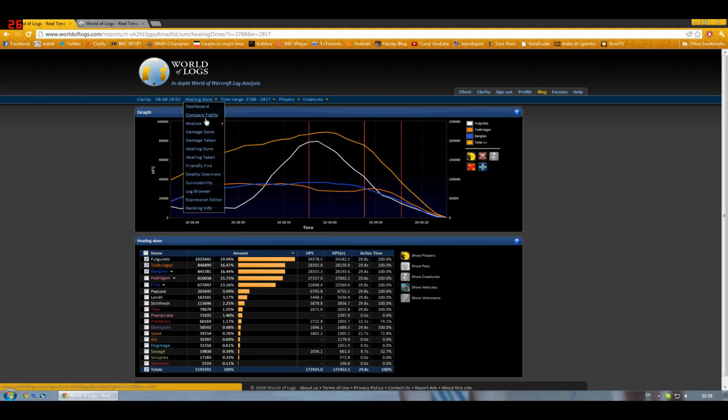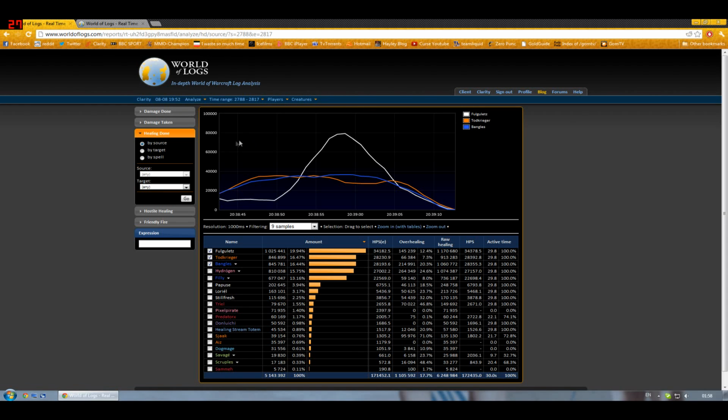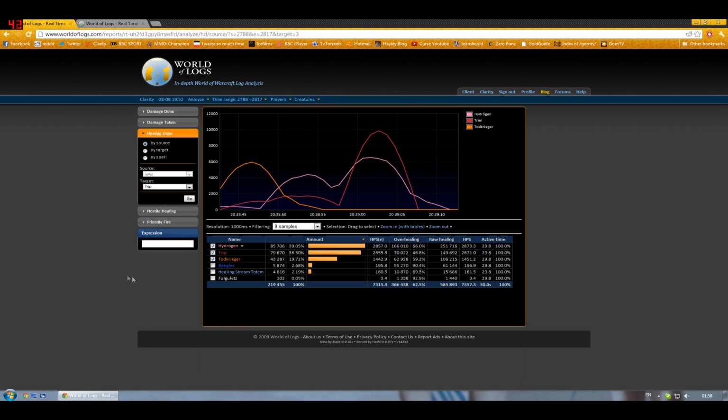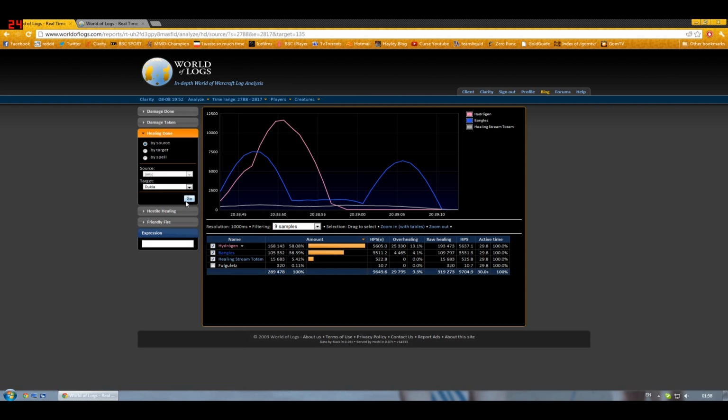Within this, you can also go to analyze healing done, and I can see who healed any one target. So we saw that Triel was taking a lot of damage as the main tank, and I can see that a large portion of his healing was coming from Hydrogen's Beacon of Light and himself and Todd Krieger's Hots. Similarly, if we look over at Dukia, you can see that Hydrogen and Bangles healed him.